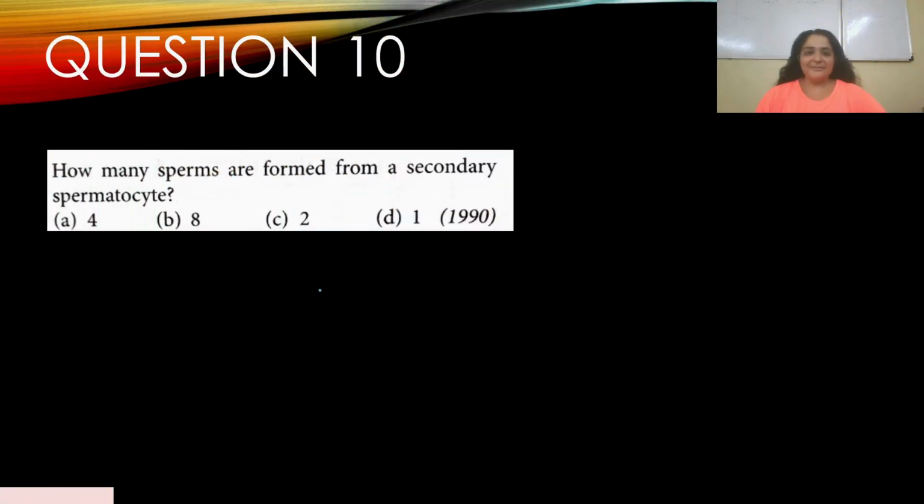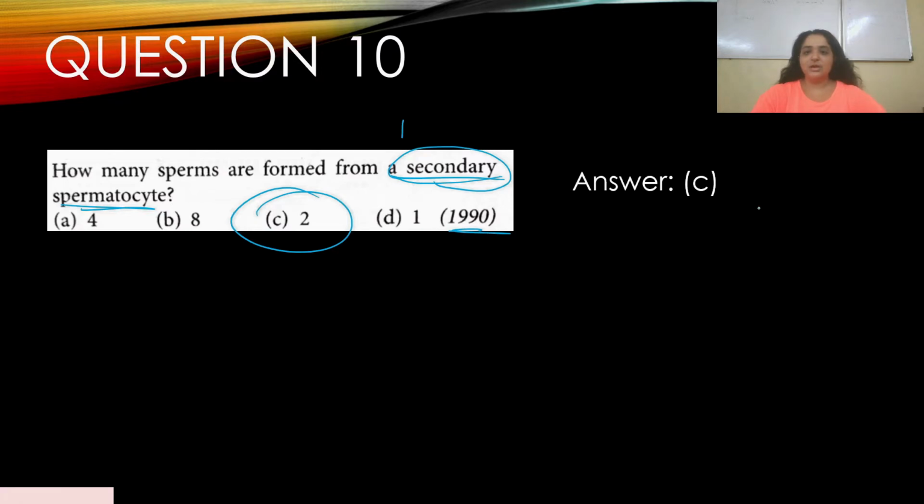Okay, so question number 10. How many sperms are formed from a secondary spermatocyte? This appeared in 1990. A, 4, B, 8, C, 2 and D, 1. So we're talking about a secondary spermatocyte. That means from one secondary spermatocyte, how many sperms are formed? If you remember spermatogenesis, the answer is 2 here. Two sperms are formed from one secondary spermatocyte. So your answer is C.